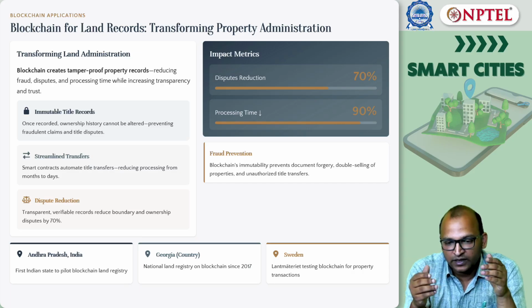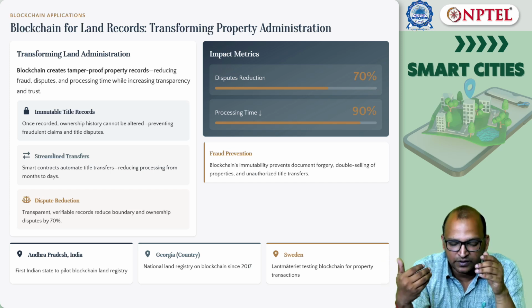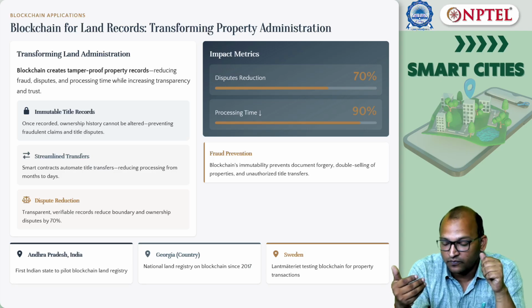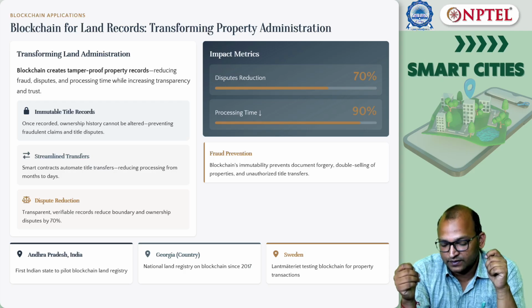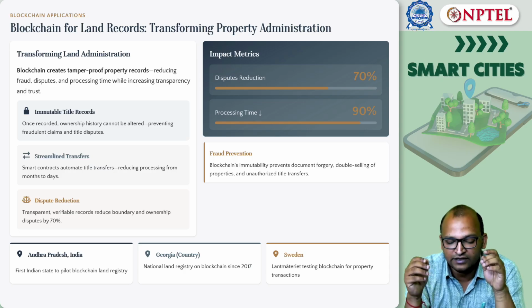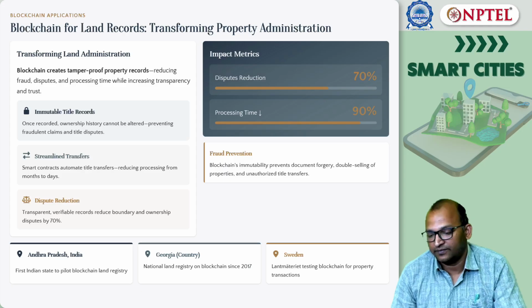The blockchain applications on land records may reduce property disputes by 70%, and they can also reduce processing time by around 90%. Andhra Pradesh was the first Indian state to pilot this. Georgia, the country, has run its full national land registry on blockchain technology since 2017.